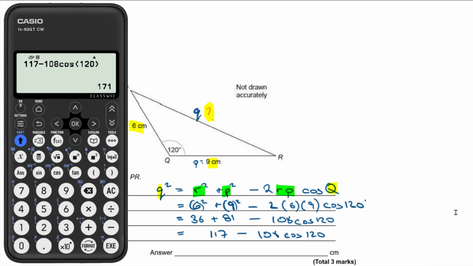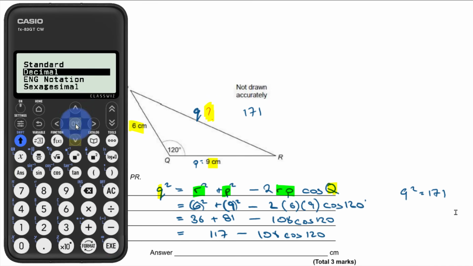Now that looks quite big, but remember that's q squared. So if I want q, q squared is 171. If you had 171 on that diagram, that triangle was never going to meet up, is it? So 6, 9, and 171. That's definitely not right. So just root that as your answer before you write down your final answer.